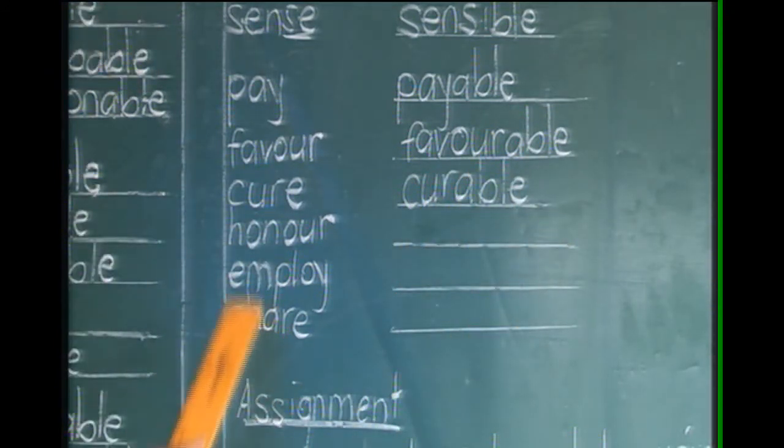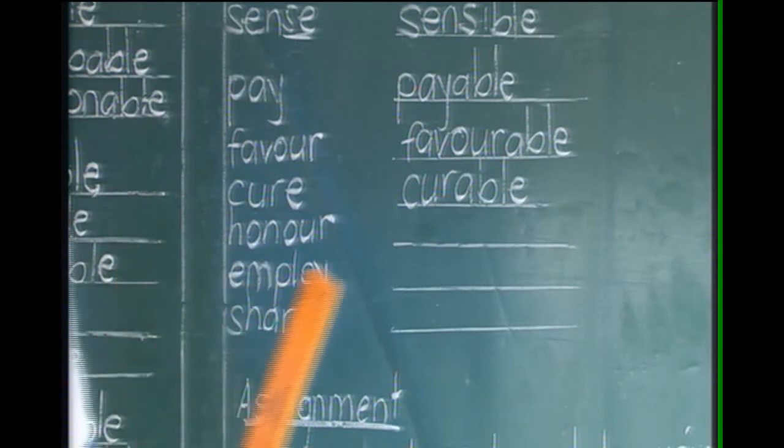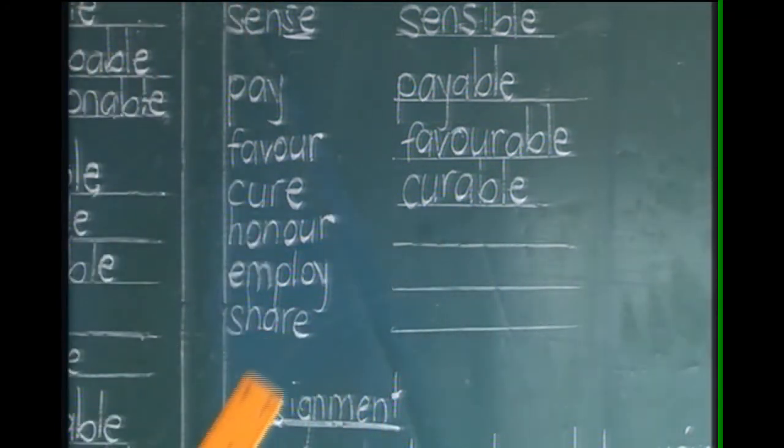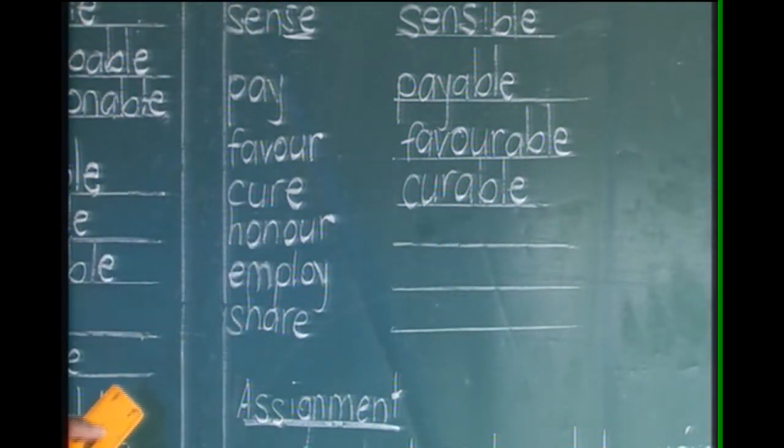C-U-R-A-B-L-E. Curable. A curable disease can be cured. You can take a medicine and get cured from that illness. That is a curable illness or disease.